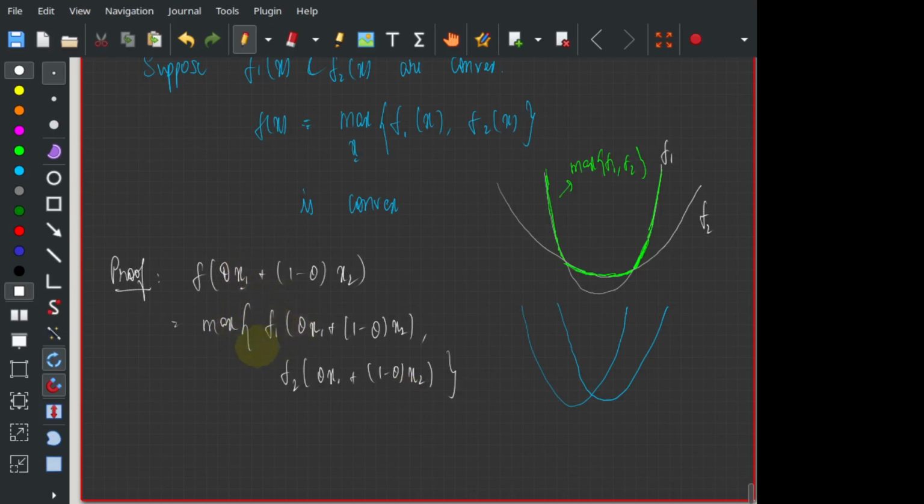And since I'm looking at the maximum, I'm replacing each of these functions by something which is larger, right? So if f1 is less than or equal to g1 and f2 is less than or equal to g2, then the maximum of f1 and f2 is less than or equal to the maximum of g1 and g2. So let's use that property. So this is less than or equal to the maximum of theta times f1 of x1 plus 1 minus theta times f1 of x2, and theta times f2 of x1 plus 1 minus theta times f2 of x2. And this is true because each of these functions is less than the corresponding one below.